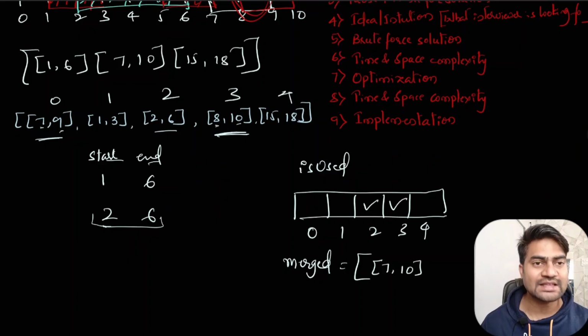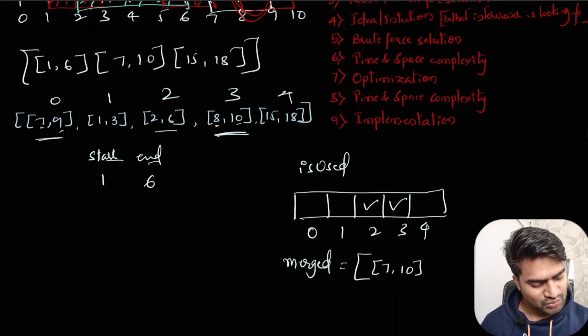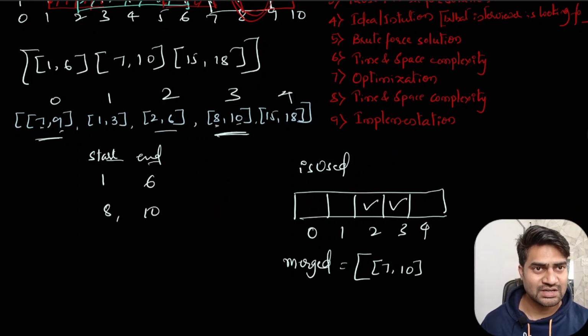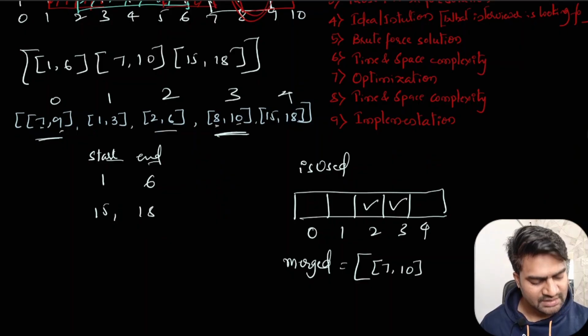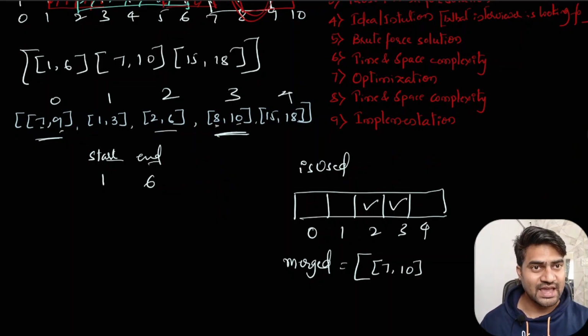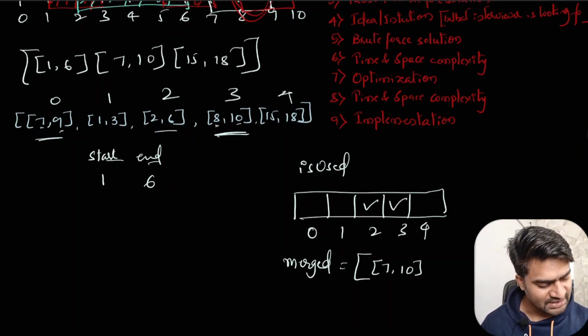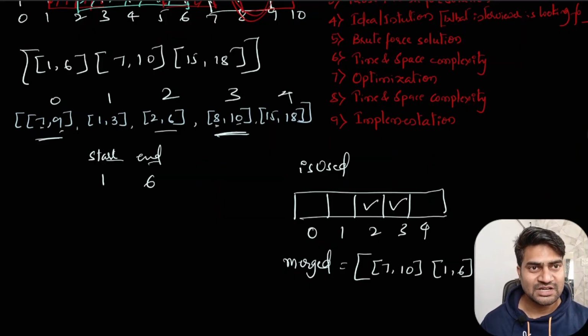So I will mark it as used. Okay, then I will move to the next value. Next value is 8 comma 10. 8 comma 10 does not overlap, so I will skip and go to 15 comma 18. Again, this also does not overlap, so I'll skip. Now once we scan the remaining elements, finally we will push 1 comma 6 to our merged array.